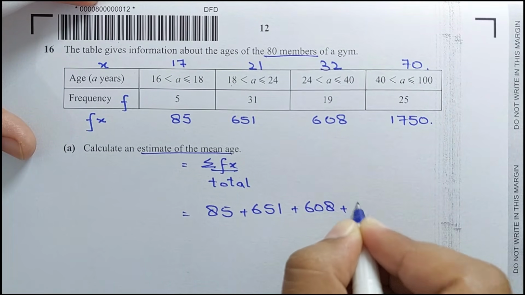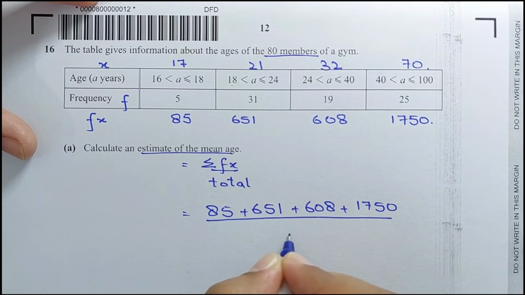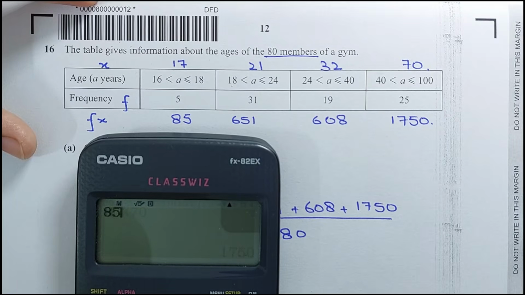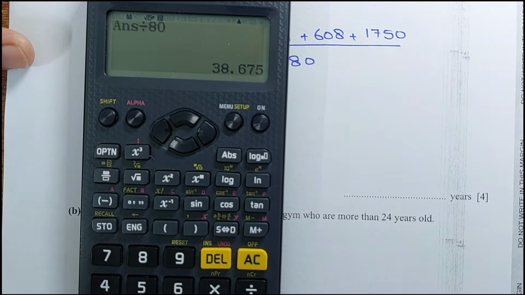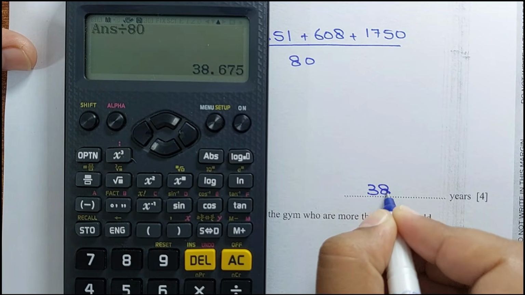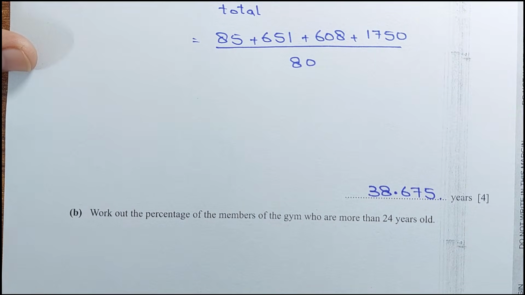Now let me sum up, which is 85, 651, 608, and 1750. Divided by the total members, which are 80. Okay. Let me add them up. 85, 651, 608, and 1750 divided by 80. So the mean is 38.675 years. That is the mean.